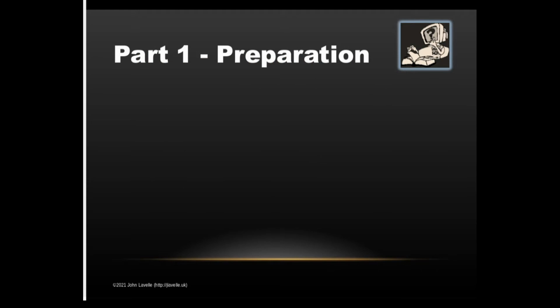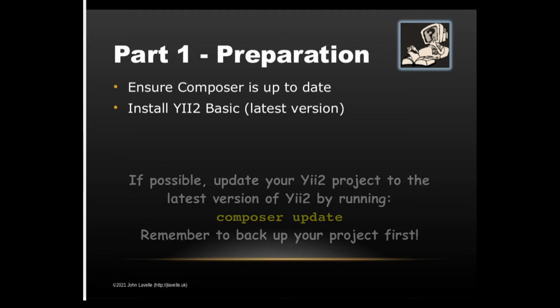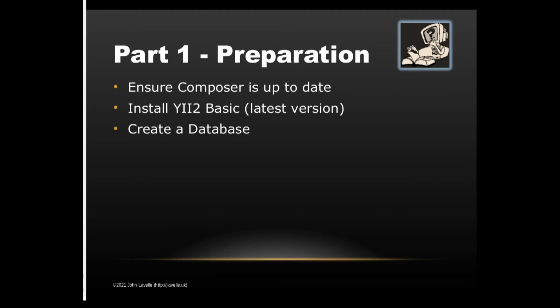First of all, we need to have the system prepared and ready. So we need to ensure that Composer is up to date because we'll be using Composer. We need to install Yii2 Basic, the latest version, because that actually has some upgrades for Bootstrap 4. We need to create a database and do the basic configuration of Yii2 Basic.